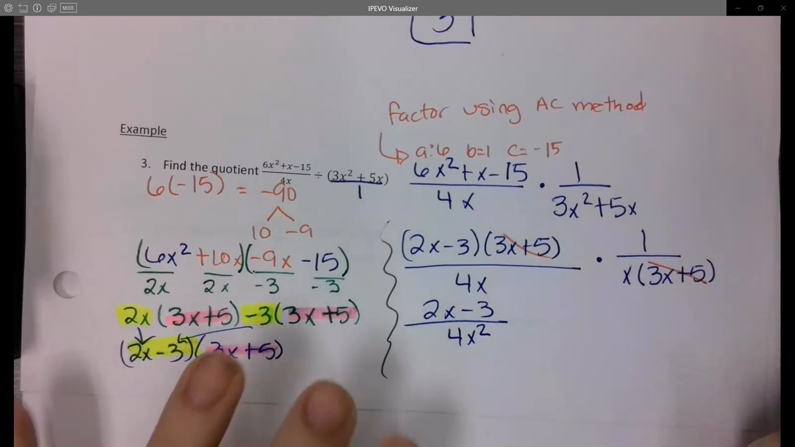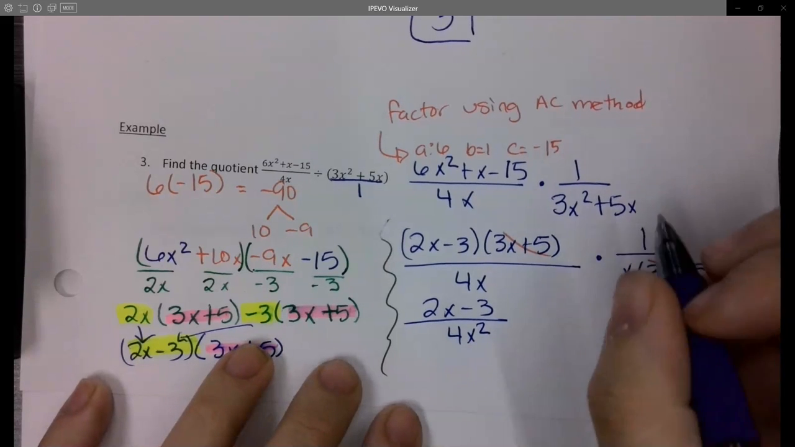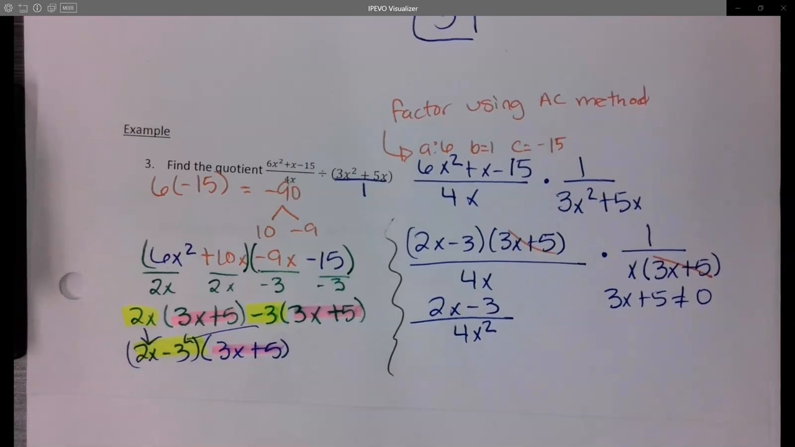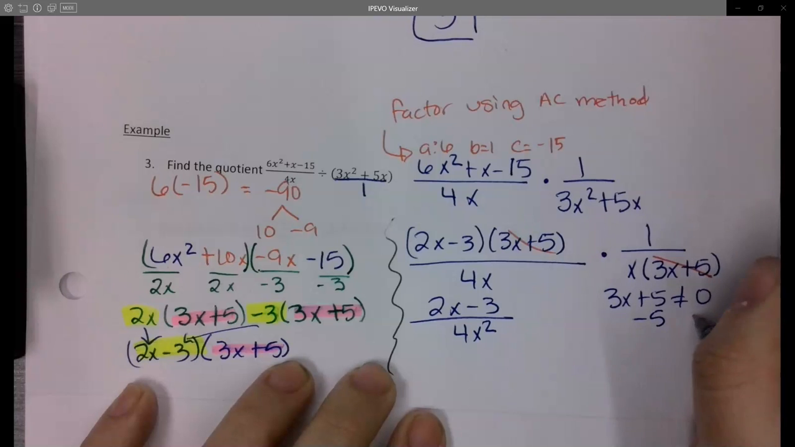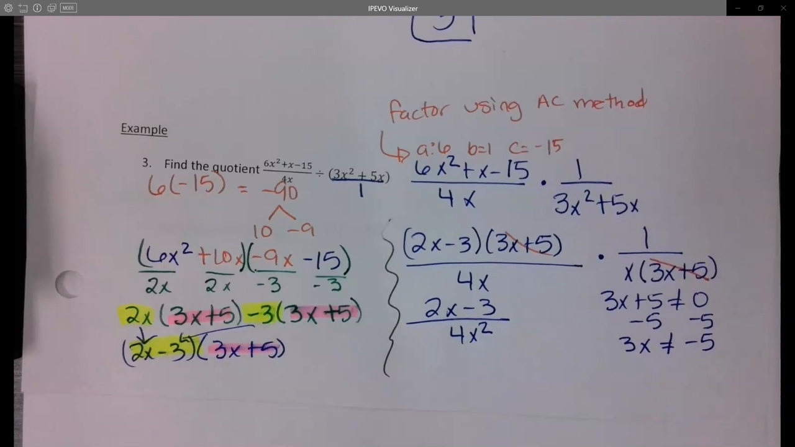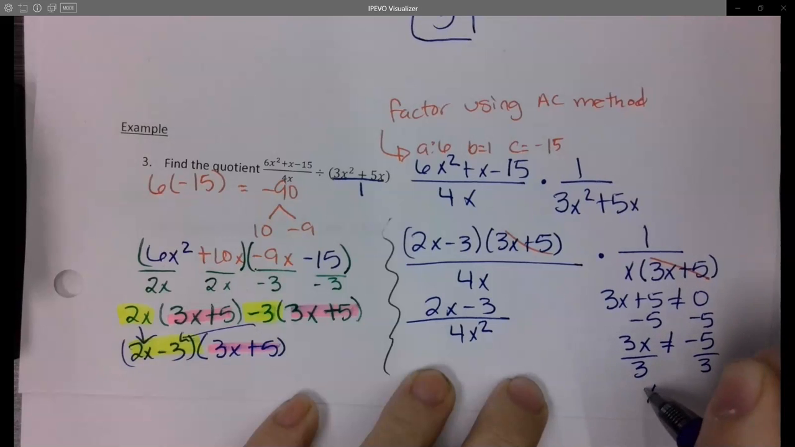Okay. Do I need to do the not equal to 0 part here? Yes, because I have x's in my answer. So then I want to take the 3x plus 5 and set it not equal to 0. Then I want to subtract 5 from both sides. Gets me 3x doesn't equal negative 5. Then I want to divide both sides by 3, which gets me x doesn't equal negative 5/3.